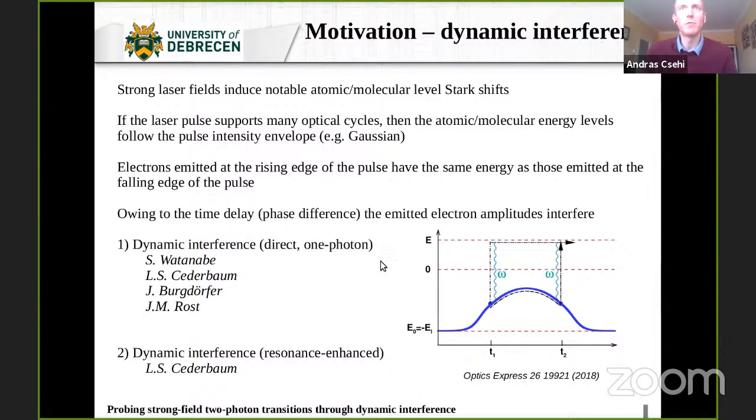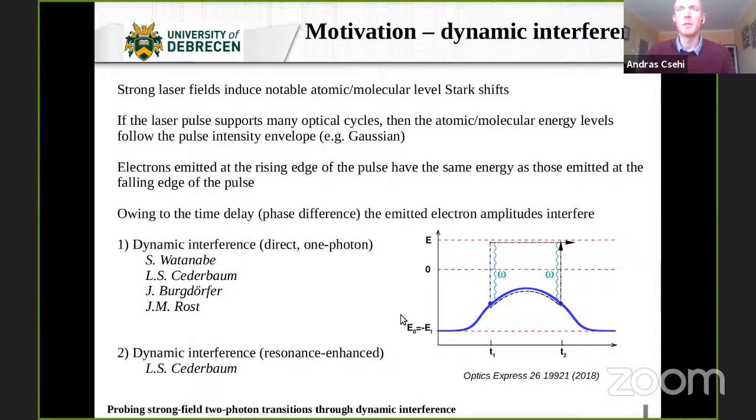Just to mention a few of them, they are listed here. Importantly, mostly the direct or one-photon ionization has been considered and studied in detail. It is also possible that dynamic interference occurs when resonance-enhanced ionization happens, and this kind of process has attracted less interest over the years. So we really want to focus on resonance-enhanced ionization and the following dynamic interference to probe the dynamics of the system.